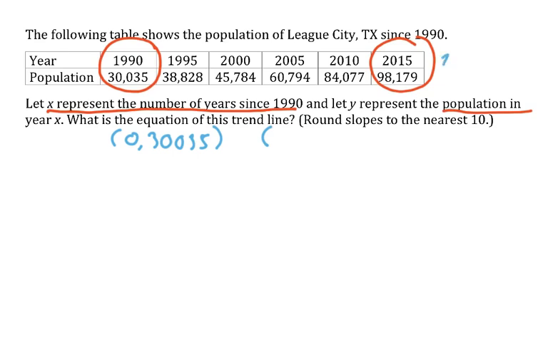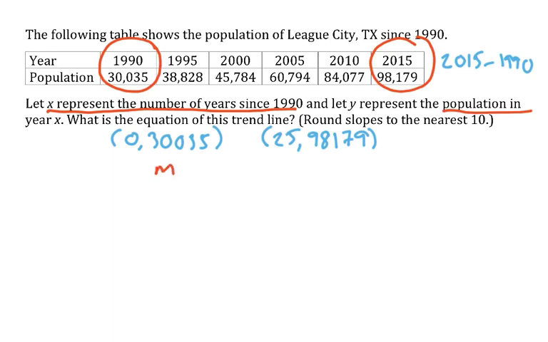The number of years since 1990 would be 2015 minus 1990, and that represents 25. So 25 years later, in that year, the population was 98,179. So we have a line that goes through 2 points. When you have a line through 2 points, you can find its equation. You just need to do some work.